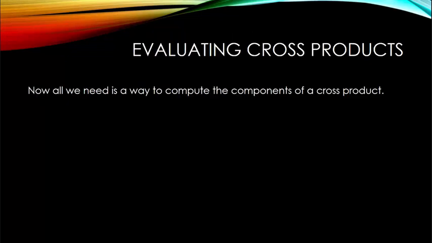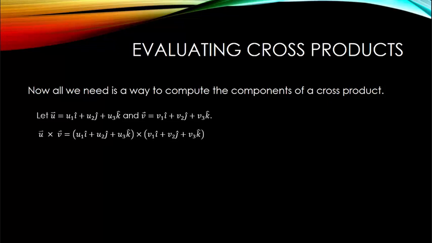Now all we need is a way to compute the actual components of a cross product. So let's let u be u sub 1 i hat plus u sub 2 j hat plus u sub 3 k hat, and let's let v be v sub 1 i hat plus v sub 2 j hat plus v sub 3 k hat. u cross v is equal to u sub 1 i hat plus u sub 2 j hat plus u sub 3 k hat cross v sub 1 i hat plus v sub 2 j hat plus v sub 3 k hat. We're going to use the distributive property here.